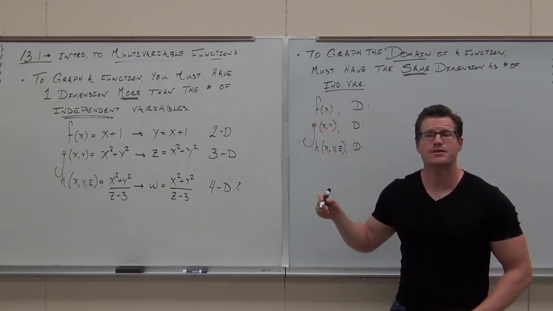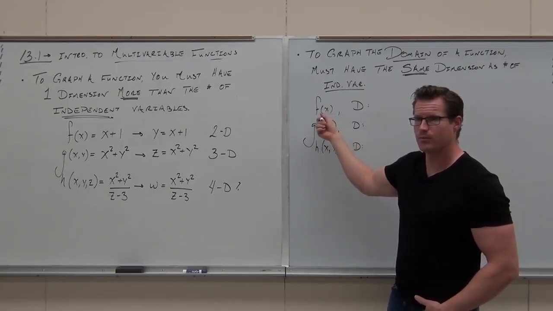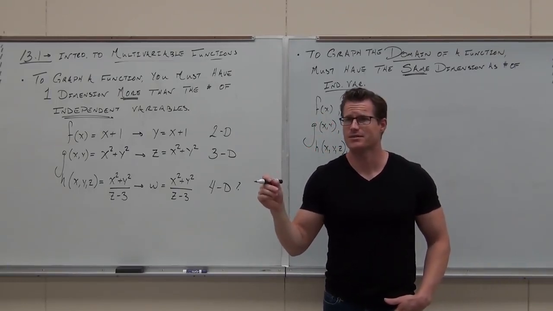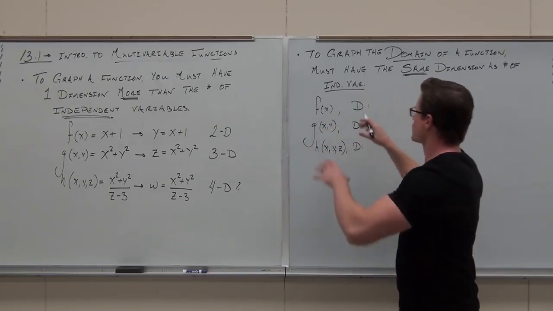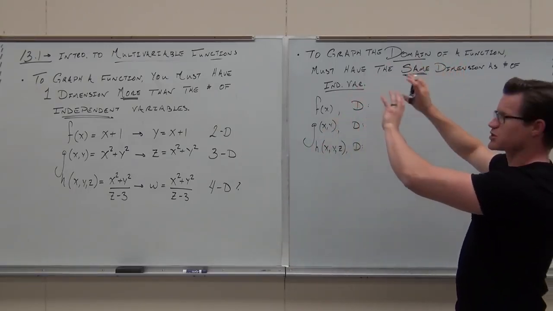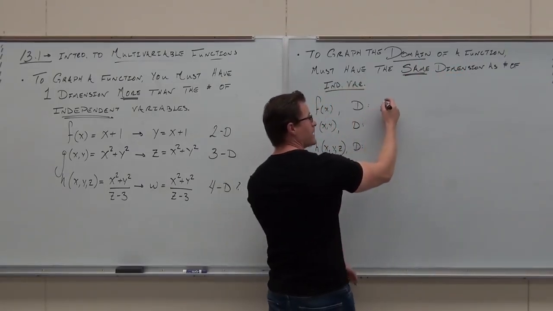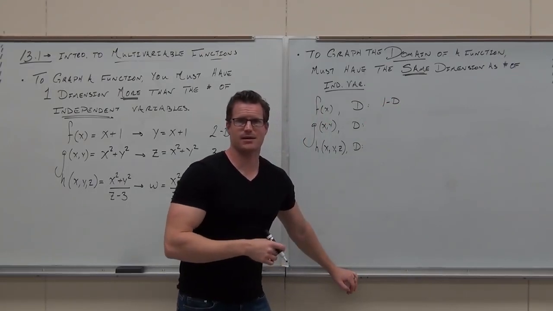So if we're graphing the domain, we're literally graphing that variable. Well, how many dimensions do you need to represent numbers on an x-axis? One. You just need the x-axis. So in order to graph the domain of a function, just the domain, we need the dimension equal to the number of variables. Here, for the domain, we need just 1D. Just the x-axis. That's it.